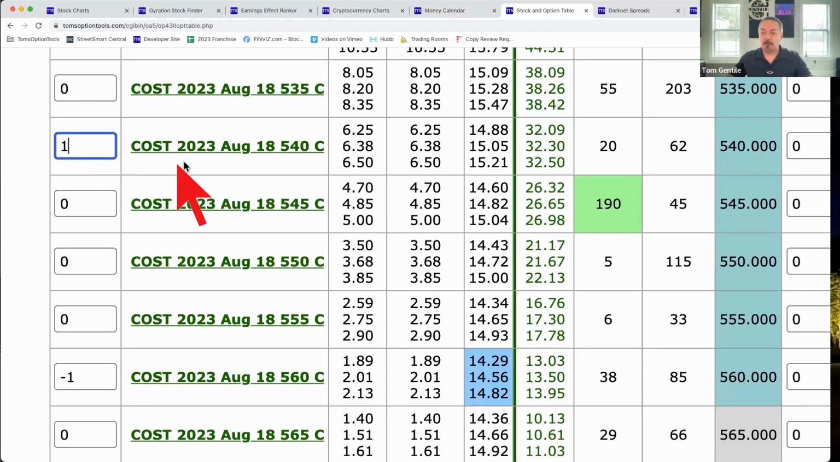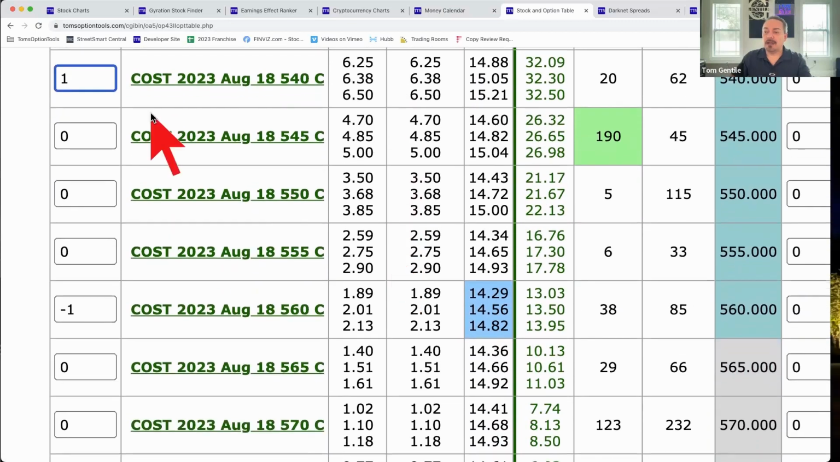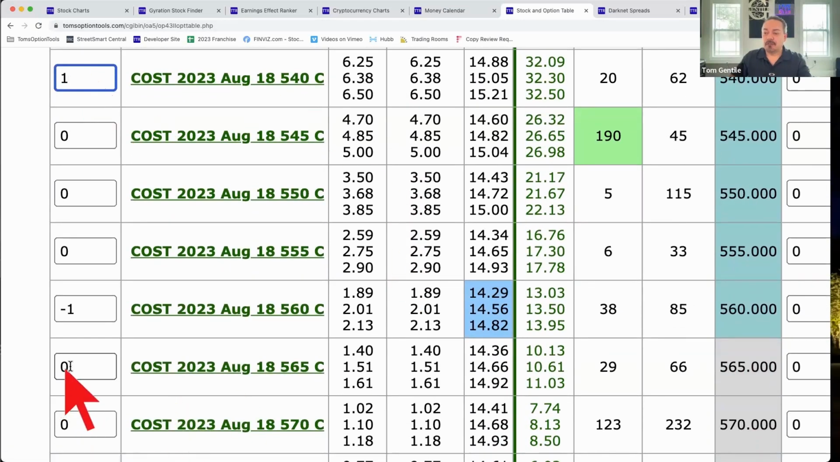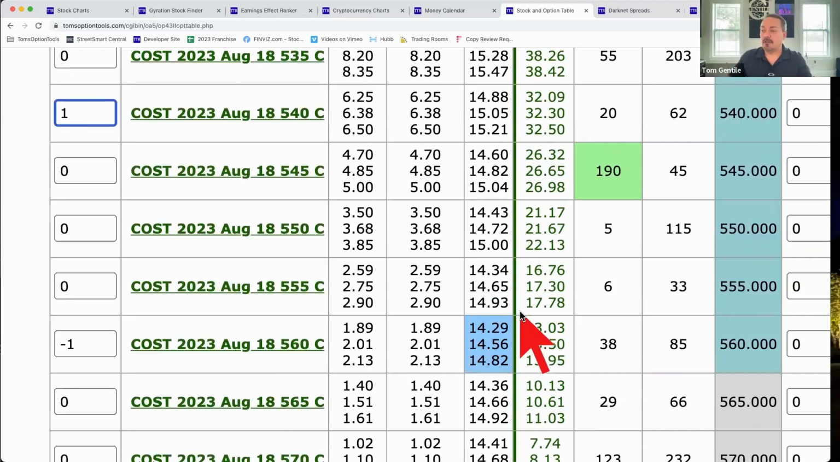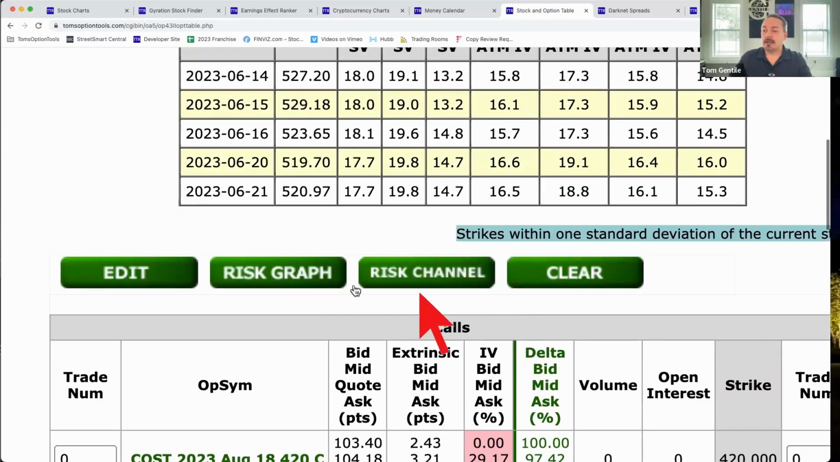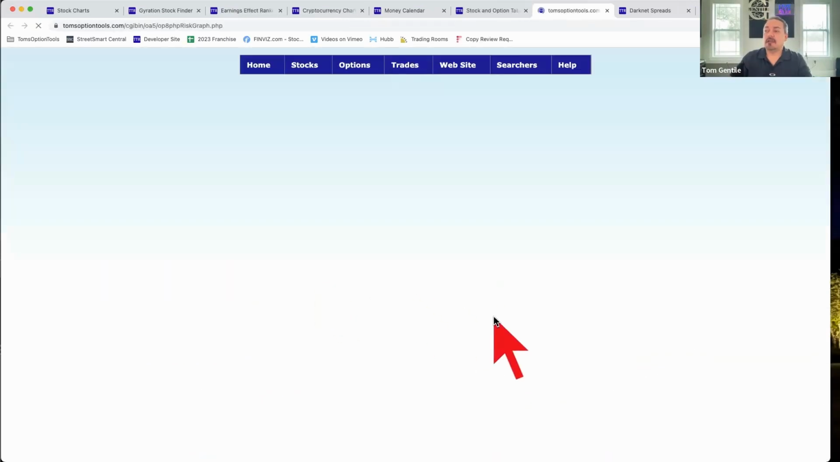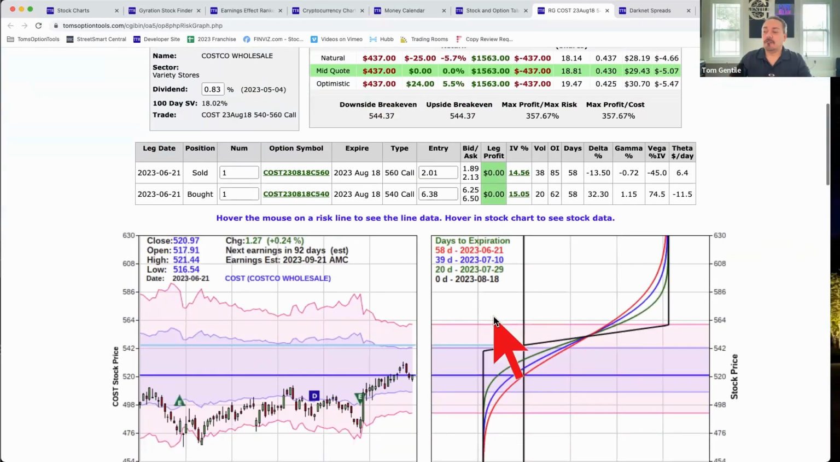So if I want to put a 20-point spread on August 18th, what's that going to cost me? I'm buying the 540 call. I'm selling the 560 call. That's a 20-point spread. Again, I'm using 560 because that's the projected target we're looking at based on what's happened in the last several years. Come on back up, click on risk graph, and here we go. Here's the risk graph on the trade.